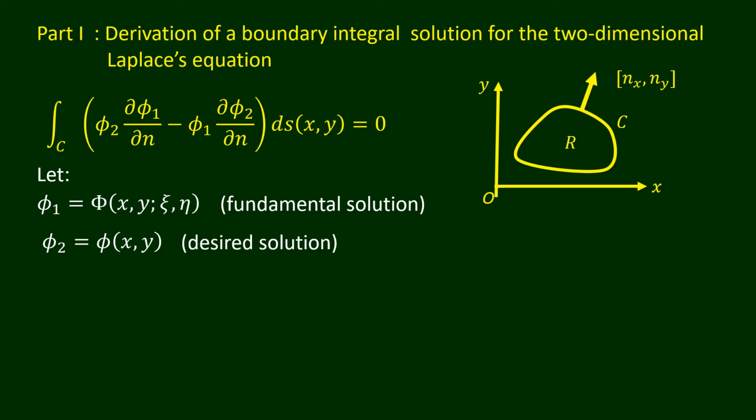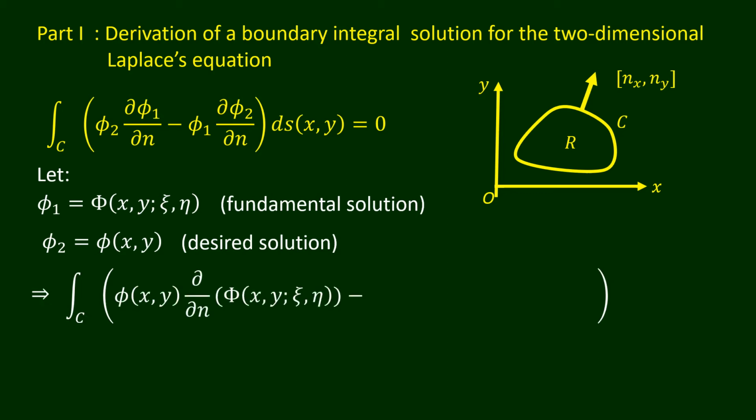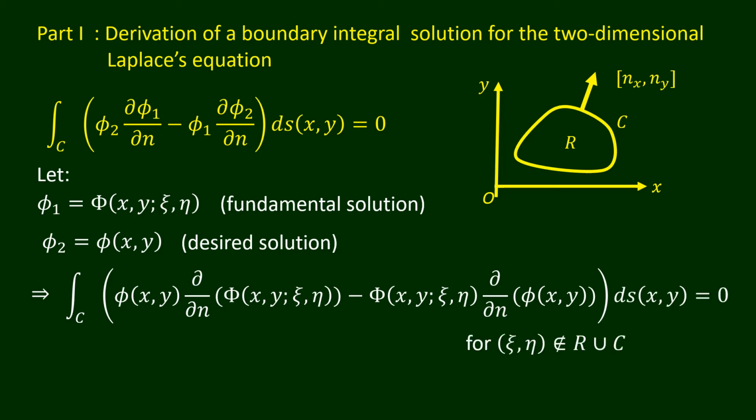Hence, we obtain the boundary integral equation: the integral over C of (phi times ∂capital Phi/∂n minus capital Phi times ∂phi/∂n) ds equals 0, for (xi,eta) not in R union C. Boundary integral equations, which are more interesting and useful than this one, can be derived for (xi,eta) in the interior of R, or on the boundary C, by modifying appropriately the domain for the solutions in the reciprocal relation.